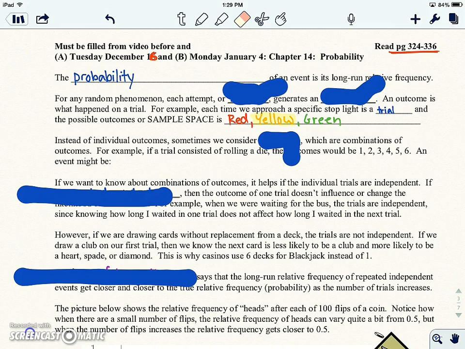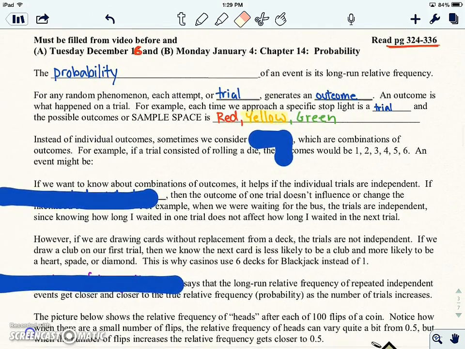The probability of an event is a long-run relative frequency. For any random phenomenon, each attempt or trial generates an outcome. An outcome is what happened on the trial. For example, each time we approach a stoplight, it is a trial, and the possible outcomes, or sample space, is pulling up and having it be a red, a yellow, or a green light. Excluding the yellow blinking or green blinking, we're just saying all the possible options are red, yellow, or green.